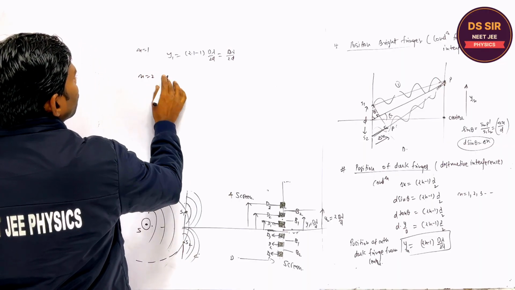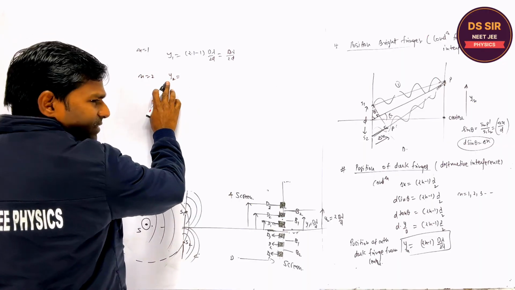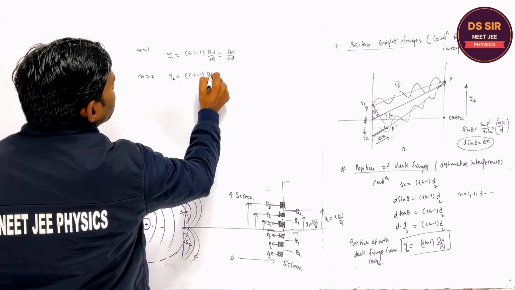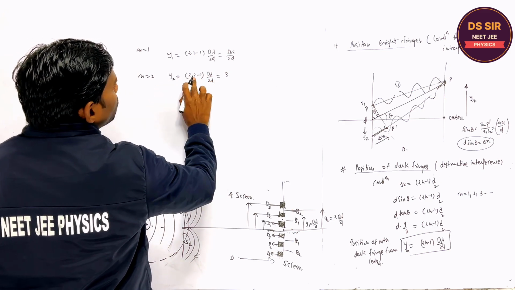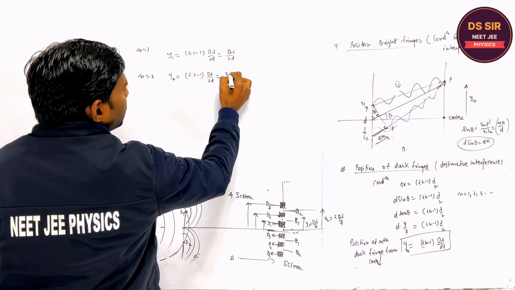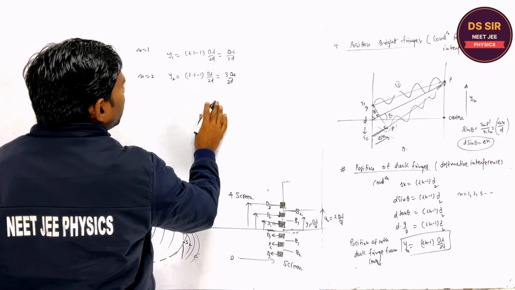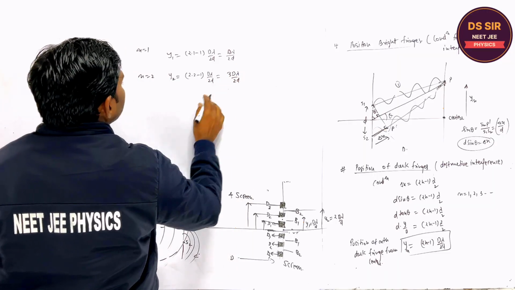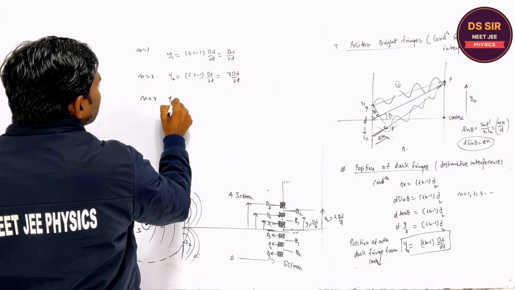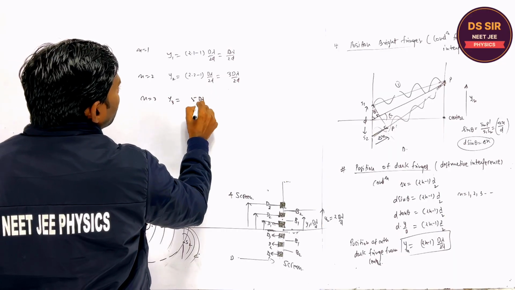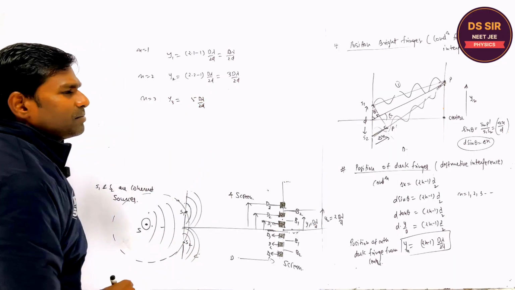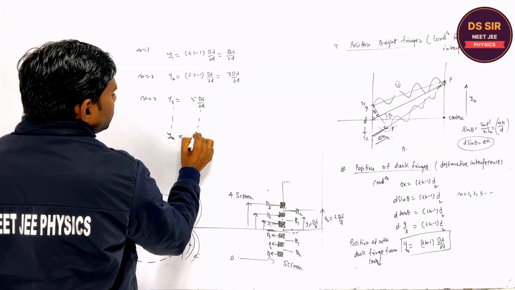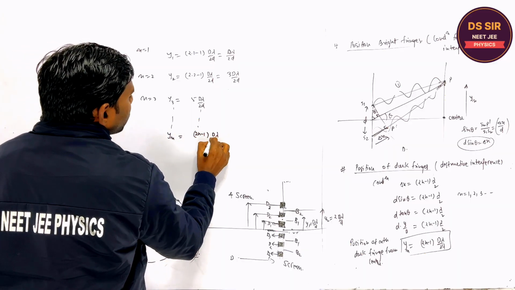For n is equal to 2, the position of the second dark fringe from the center: 2 into 2 minus 1, D lambda over 2d, is equal to 2 into 2 is 4, minus 1, 3. So 3D lambda over 2d. For n is equal to 3, it is 5D lambda over 2d. Are you getting or not? And so on. For the nth dark fringe, (2n minus 1) D lambda over 2d.